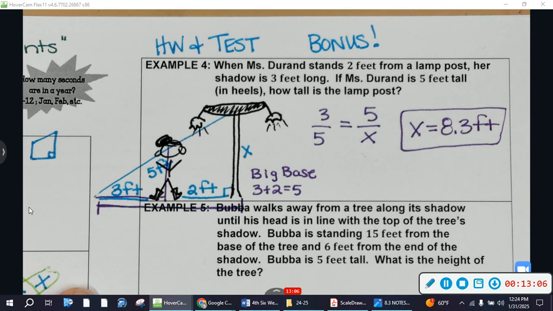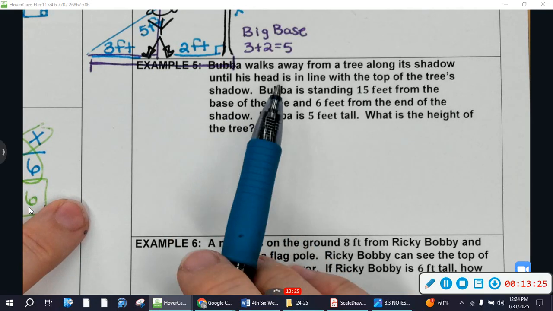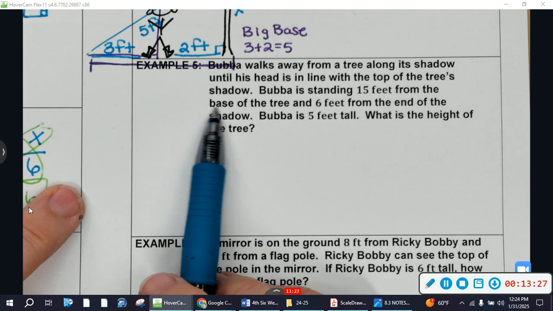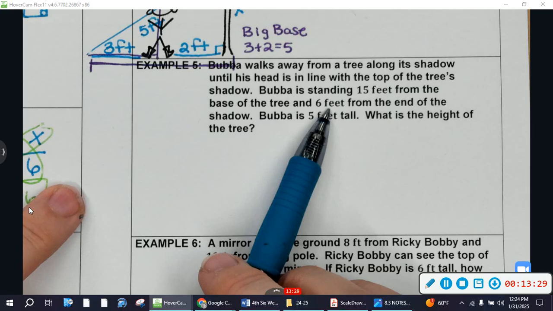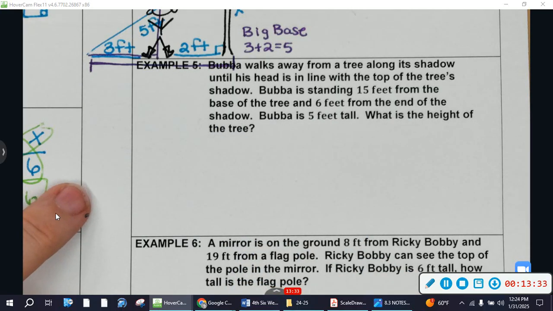Alright, then our next one is Bubba. Bubba walks away from a tree until his head is in line with the top of the tree's shadow. So Bubba's standing 15 feet away and 6 feet from the end of the shadow.